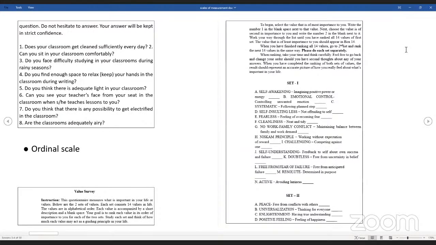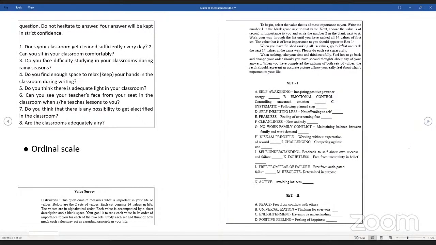So you will find there are two sets, set 1 and set 2, and you will find the value name as well as the meaning of the value. And your function will be to rank them, to rank them, sorry, this is the ordinal scale. To rank them from 1 to 14. So there will be no tied rank. So if you think self-awakening is what you prefer most, it will be 1. And if you think that active is the least, you give active 14, like that. So that will be the ordinal scale. And I have published several research papers on it. You can apply the value scale in your research. This is the ordinal scale.